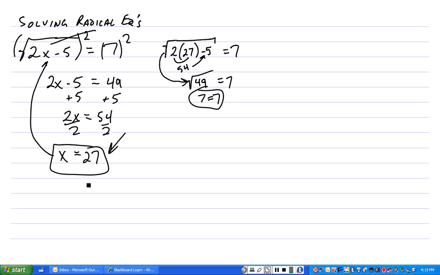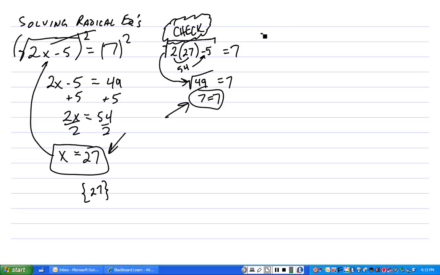Alright, and the book refers to writing it like that to say it is a solution. And this part here was just the check. But you have to do the check. You have to do the check to make sure everything works out at the end. Okay, so now let's look at another one.